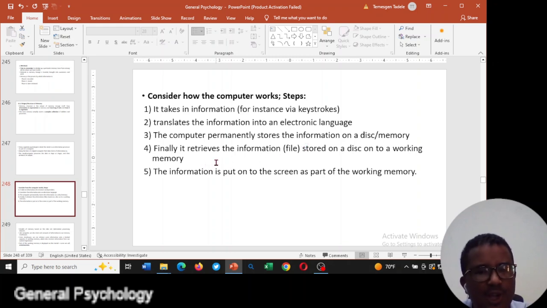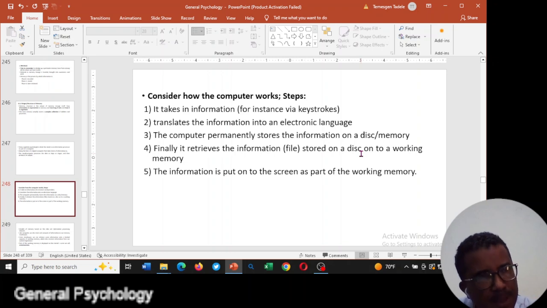Finally, a computer retrieves the information or file which is stored in the disk or memory. So information recorded in the disk can come again and work on the computer screen. That is considered as short-term memory. Similarly, the human mind can store information in the long-term memory. Then information gathered in the long-term memory would be retrieved and start to function in the short-term memory through the process of retrieval.